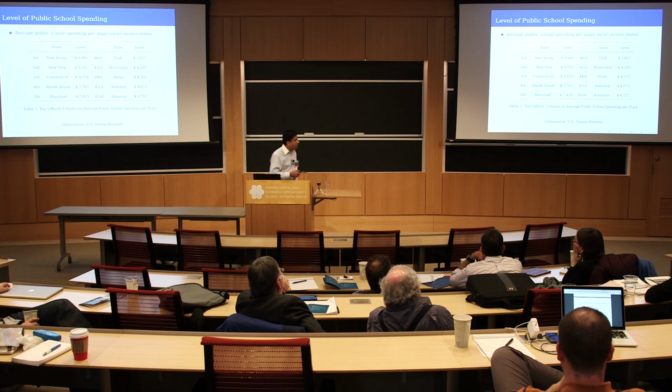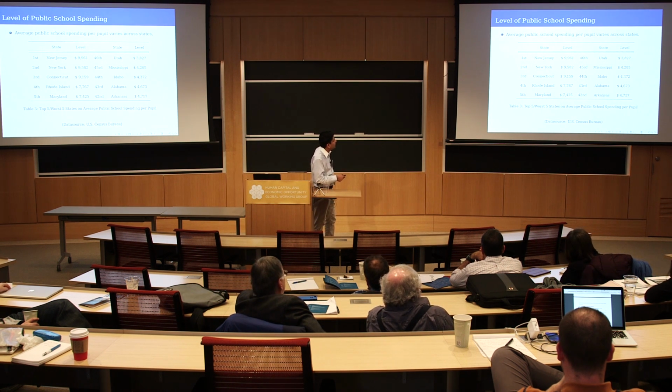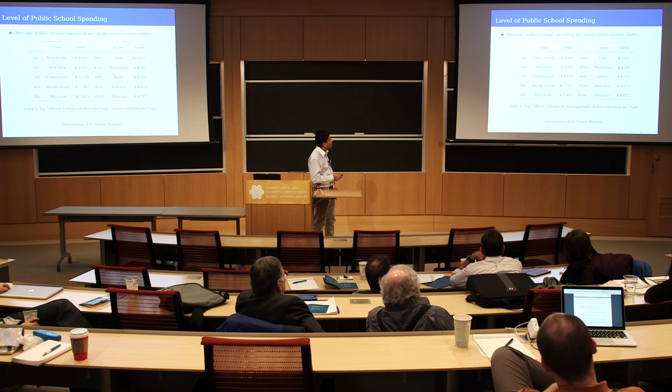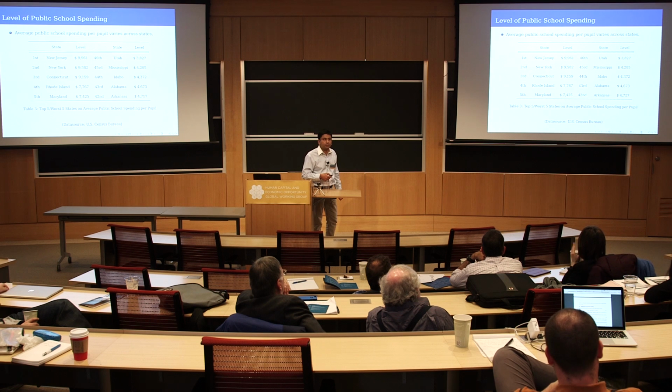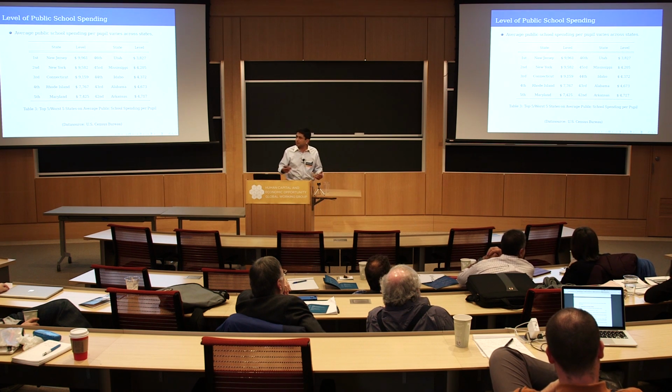So what are the variations like? You get New Jersey spending $10,000 per pupil, New York spending about $9,500, and then on the other side you have Utah and Mississippi and Alabama spending something in the vicinity of $4,000. So there's this huge variation in public school spending per pupil. Is there some connection here?